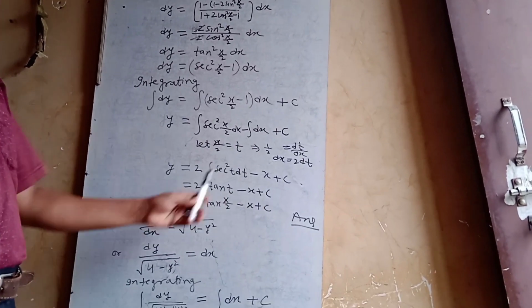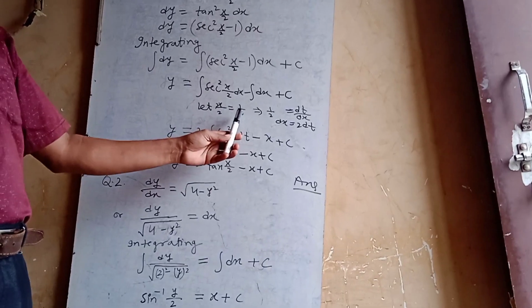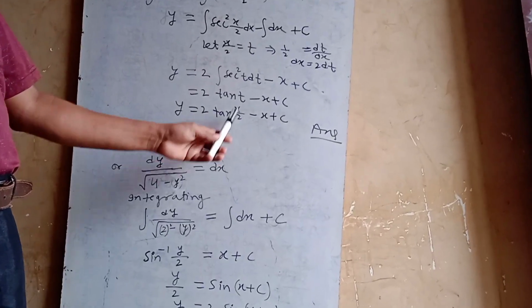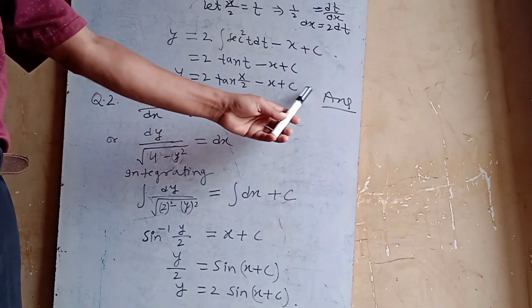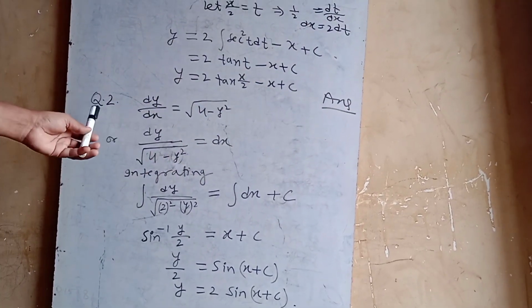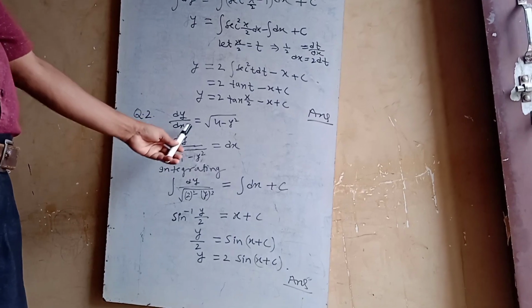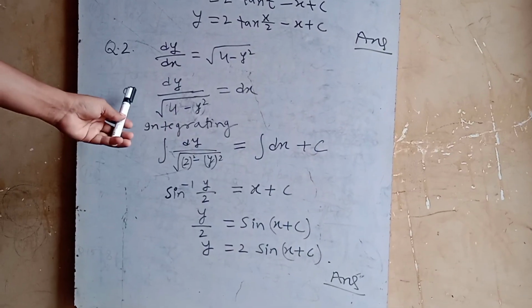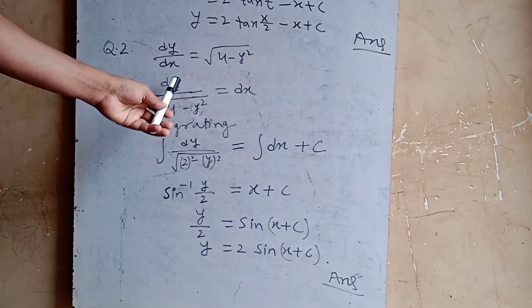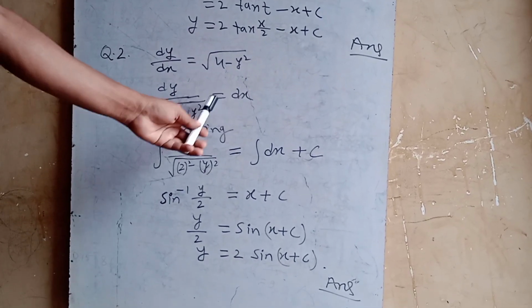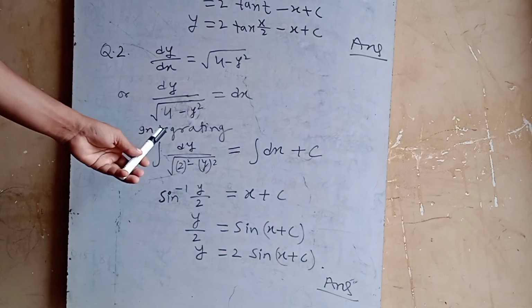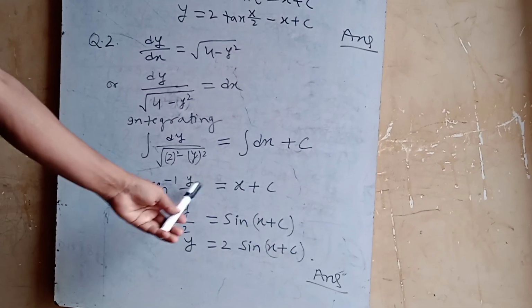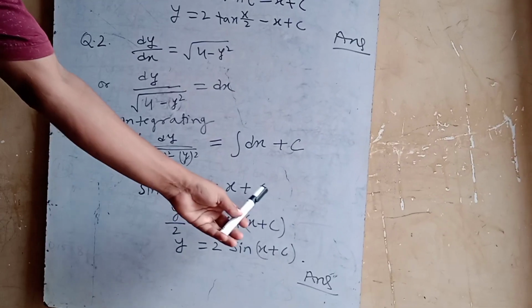So on putting the value of t here, you will get y equals tan x by 2 minus x plus c, which will be the answer. Next question is dy by dx equals under root 4 minus y square. Now we can write dy upon under root 4 minus y square equals dx. On integrating, we get sin inverse y by 2 equals x plus c.